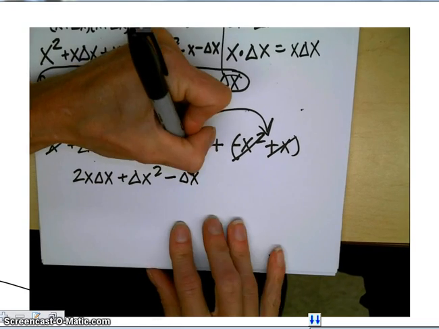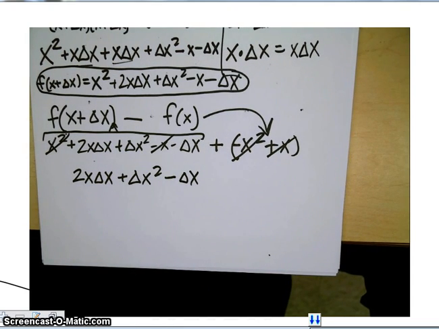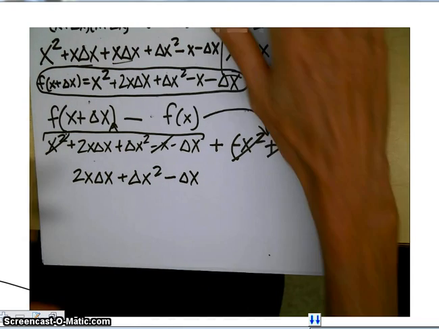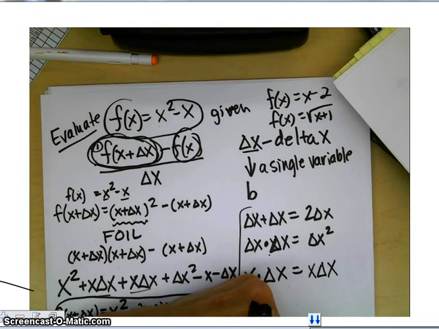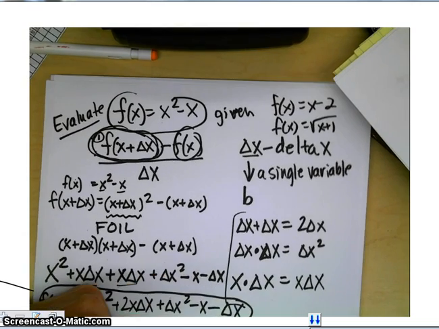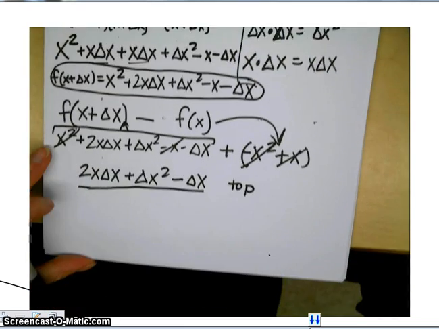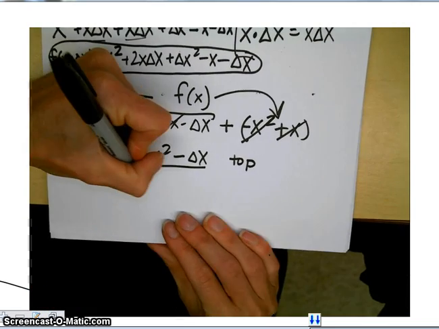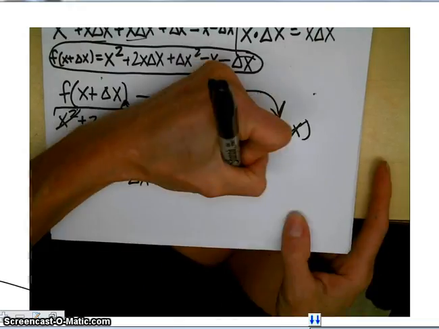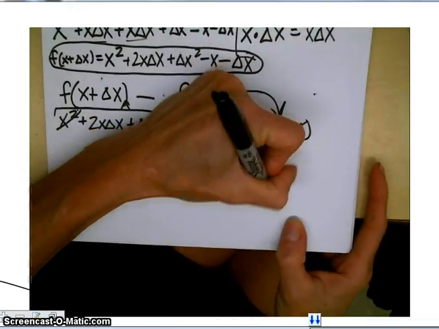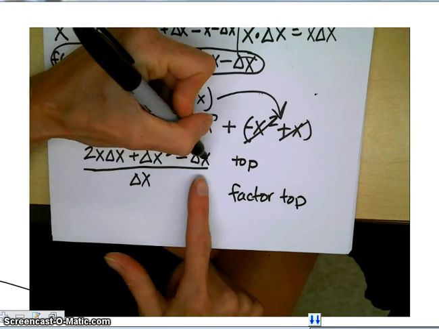And that is negative delta x. All right, so now what part have I completed? This is everything on the top. So now what do I divide all that by? I divide all that by delta x. Okay, we're almost done. What can I factor out of the top? Factor the top now. Okay, I can factor out a delta x.